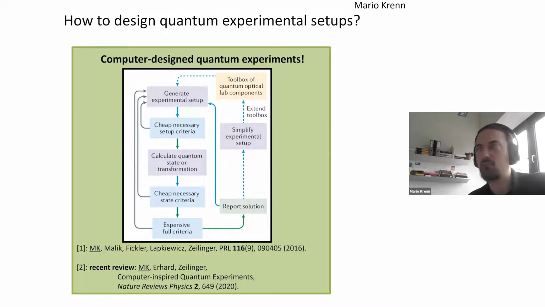But it's also then simplified, and the experiment is added into the toolbox. And in that way, the toolbox gets larger and larger over time with more useful components. And in that way, the system learns to build more complex and more clever experiments over time. So in the next iteration, it can already access these more complex systems in the toolbox and use them as building blocks for the next setup that it analyzes.